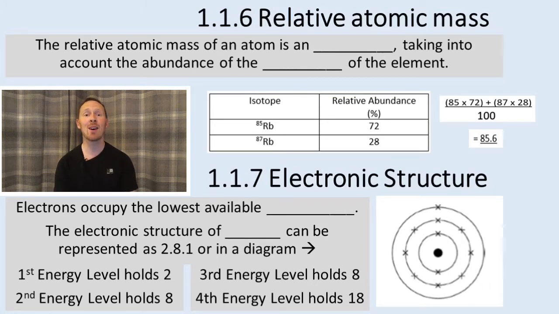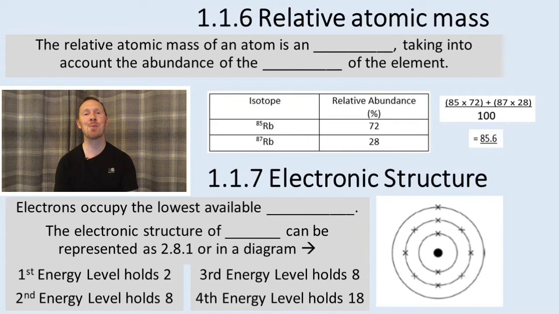The way we calculate it is this. We take the relative atomic mass of the first isotope, 85, and times it by the relative abundance, 72. Then we add it to the relative atomic mass of the second isotope, 87, times by the relative abundance of that isotope, 28. And because it's a percentage out of 100, we divide the answer by 100. In this example, we get an average of 85.6.